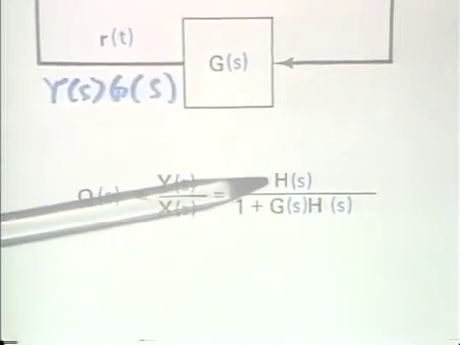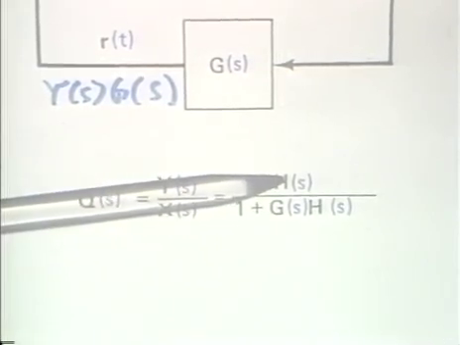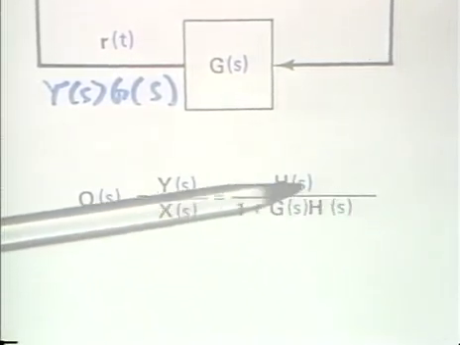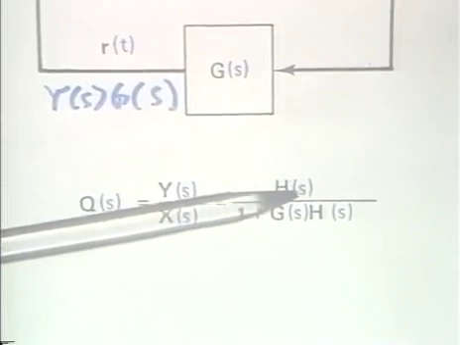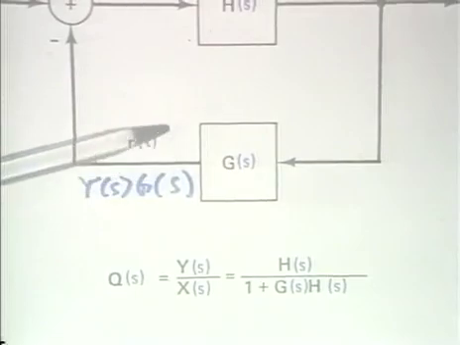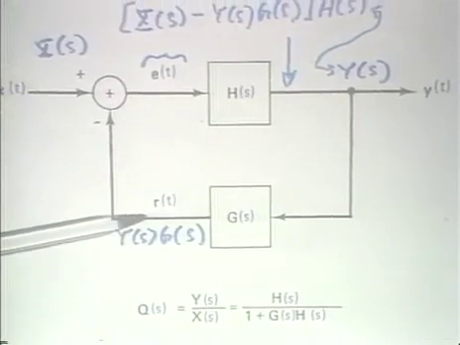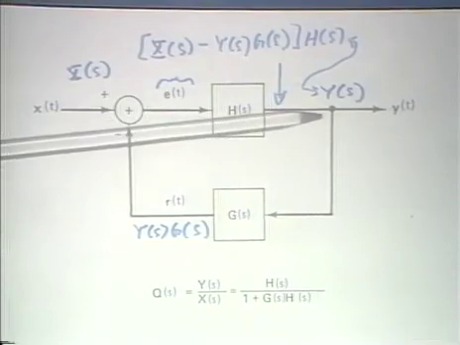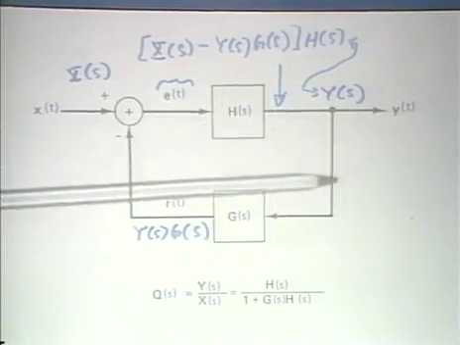Said another way, it's the system function in the open loop forward path divided by 1 plus what's referred to as the loop gain, G(s) times H(s). Let's just look back up at the block diagram. G(s) times H(s) is simply the gain around the entire loop from this point around to this point. So the overall system function is the gain in the forward path divided by 1 plus the loop gain, which is H(s) times G(s).